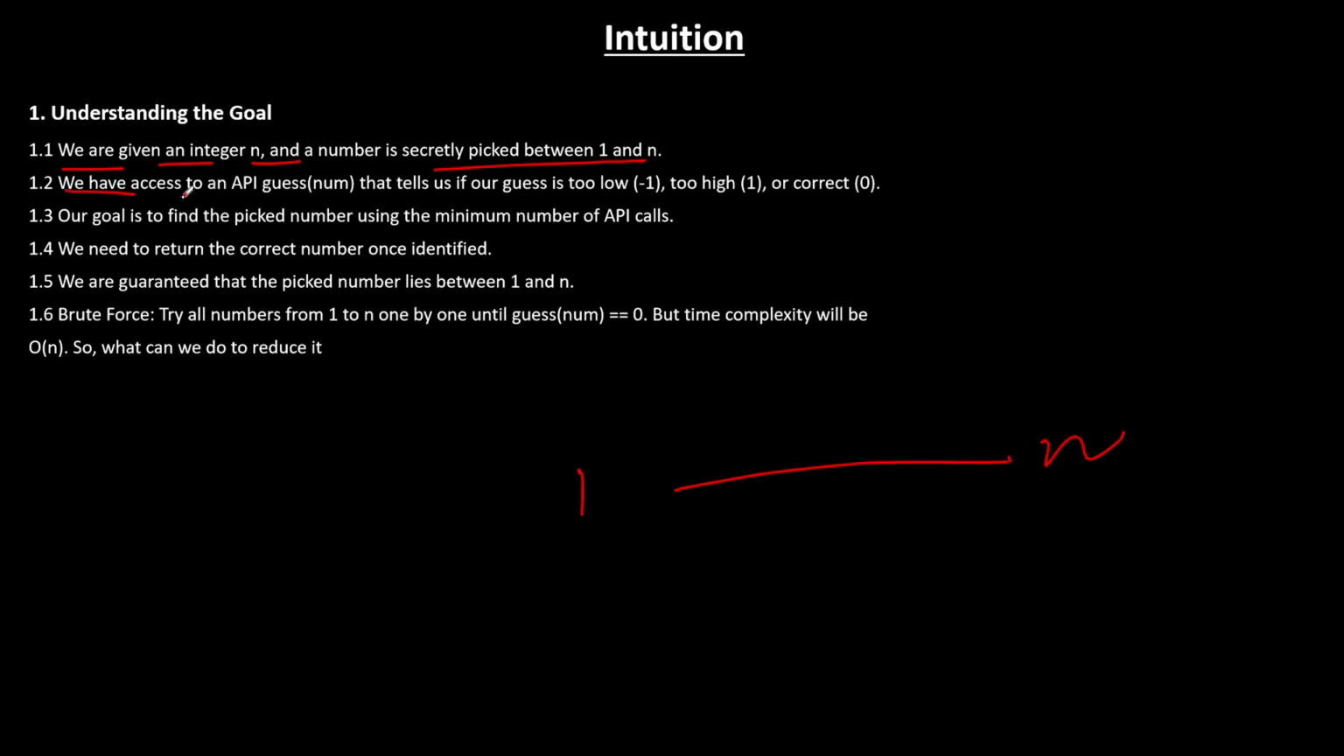So we have access to an API, which is a function, basically guess num, that tells us if our number is too low. If too low, it is 1. If it is too high, it is -1. Okay, it's opposite, and this is 0.